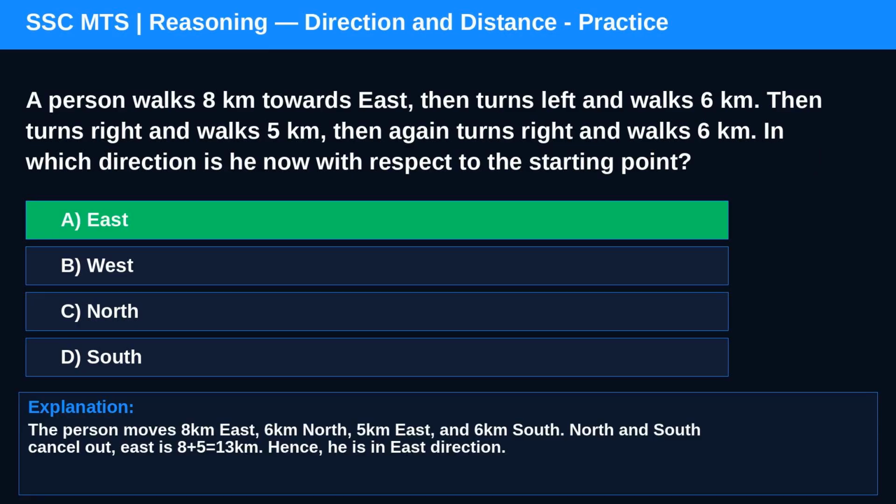Correct answer is A. The person moves 8 km east, 6 km north, 5 km east, and 6 km south. North and south cancel out. East is 8 plus 5 equals 13 km. Hence, he is in the east direction.